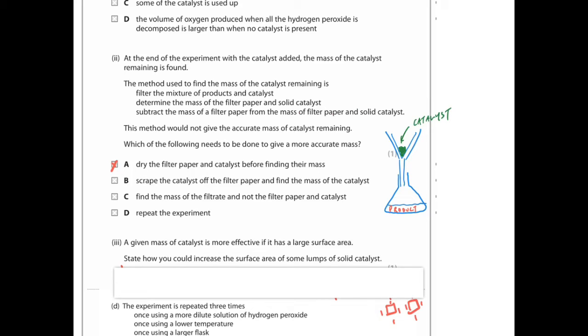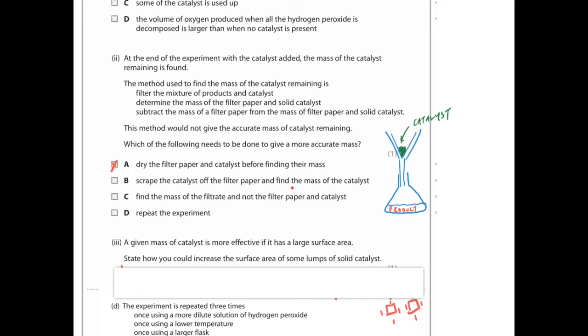So where are we going wrong, or how can it be improved? Well, let's read through the answers. Dry the filter paper and catalyst before finding their mass. Obviously, if you've had a liquid product on there, some of that will still be on the filter paper and also in the catalyst. So you would need to dry it off to make sure that there's no product or liquid left and you're just getting the mass of the solid catalyst. So already that makes sense.